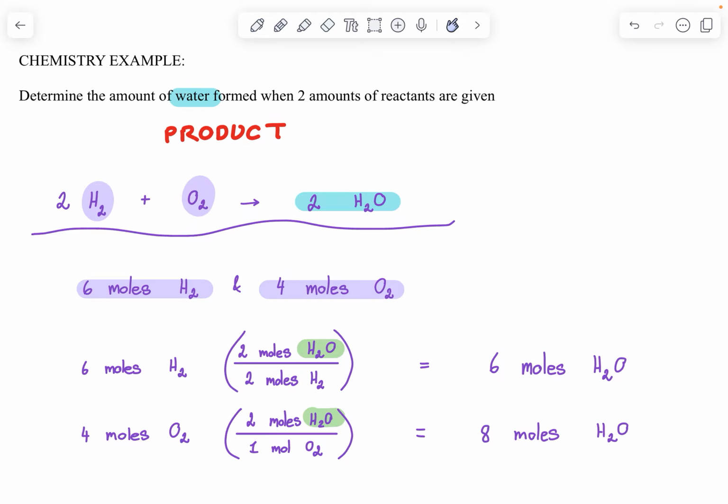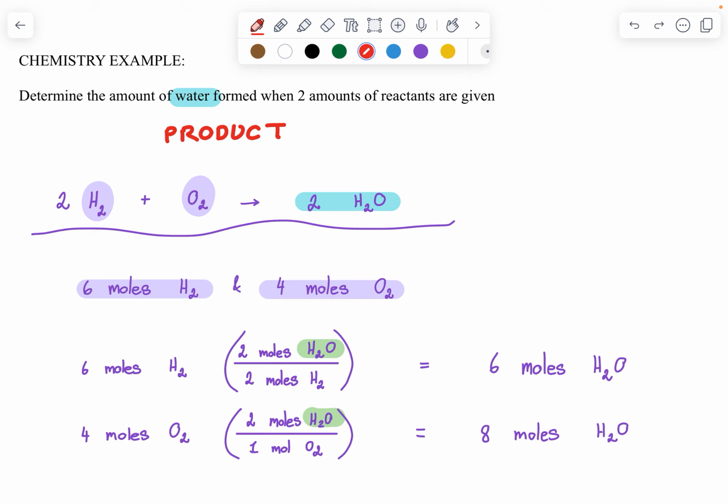We're given 6 moles of H2. Okay, look at that. This is our reactant. And 4 moles of O2. That's another reactant. And we want to determine the amount of water formed. So as we did earlier, let's first just go slowly. List our reactants, one on top of each other, and determine the amount of product formed from both of them.